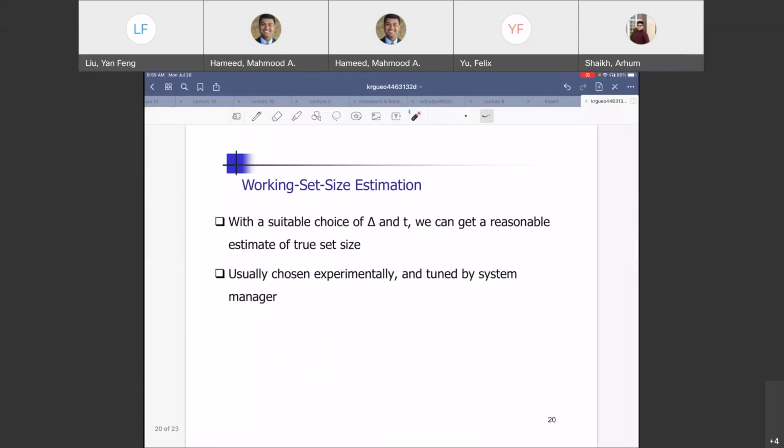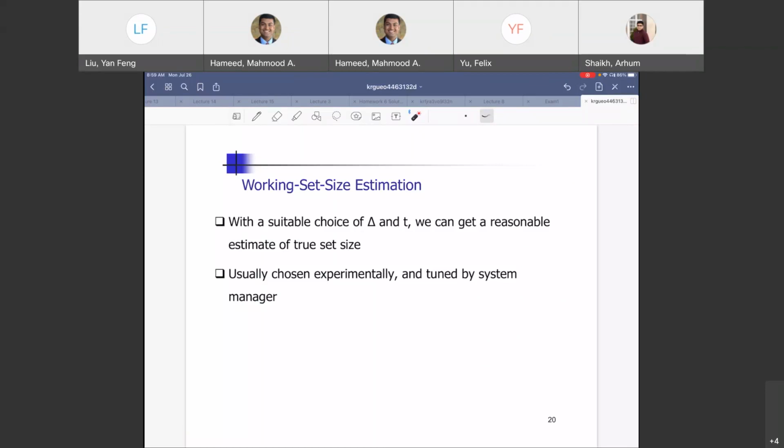So with suitable choice of delta and t, we can get a reasonable estimate of the working set size. Using this estimate of working set size, we can allocate the number of frames to match that working set size. Usually this is done experimentally and then it is later tuned by the system manager. So experimental for that particular process, find out these numbers, then you tune it at the end by the system manager.